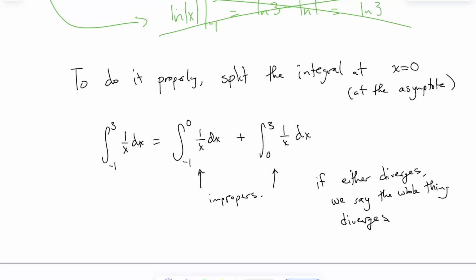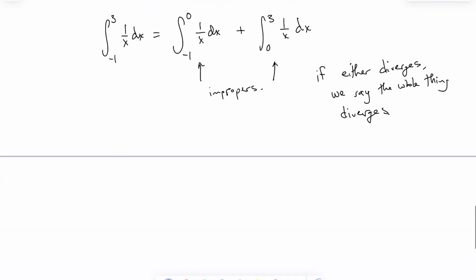So let's actually try these. As far as these problems go, these are not terribly difficult ones. Let's do this one first: the integral from -1 to 0 of 1 over x. The problem value is 0, that's where the asymptote is. So I turn this into a limit, t going to 0, of the integral from -1 to t of 1 over x dx.